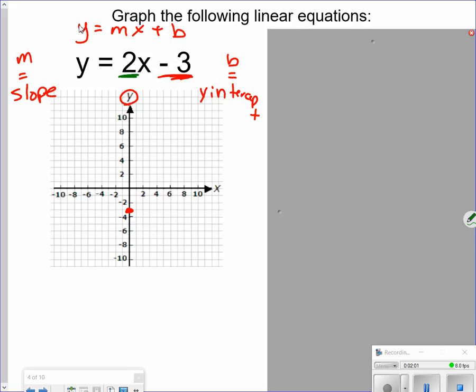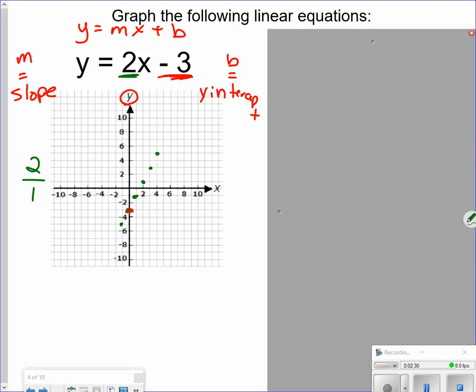My slope is 2, which is the same as 2 over 1. And we know we go rise over run with slope. So from this point, I rise 2, and then I run 1 to the right, because it's a positive slope. I'm going to do that a couple times to make sure my line's accurate. Rise 2, run 1. Rise 2, run 1. Rise 2, run 1. And notice I can actually go the other way as well. I can go down 2 and over 1 to the left.